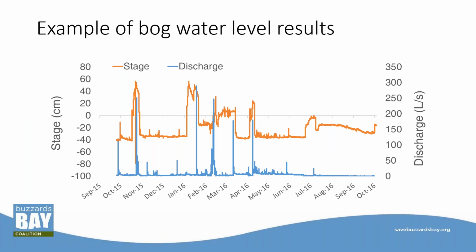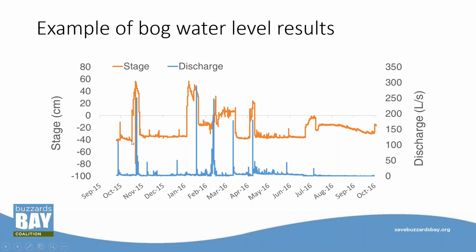Okay, so this is an example of the bog water level results. So we've got stage in centimeters on the left y-axis and discharge in liters per second on the right y-axis. And again, we've got our year from late 2015 to late 2016 along the bottom x-axis. And you can see that we have this 0 for stage. So this 0 line is where the surface of the bog bed is. And so where the stage is below the bog bed, that is where we have water in the ditches, but not as high as the surface of the bog.